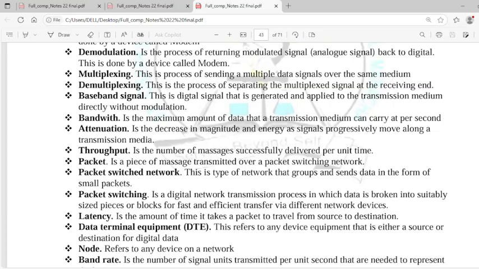Then a throughput is the number of messages that are successfully delivered per unit time. Then we also have a packet. A packet is a piece of message transmitted over a packet switching network. So when you send a message, a piece of the whole message is known to be a packet.